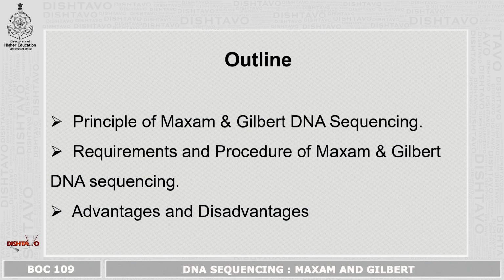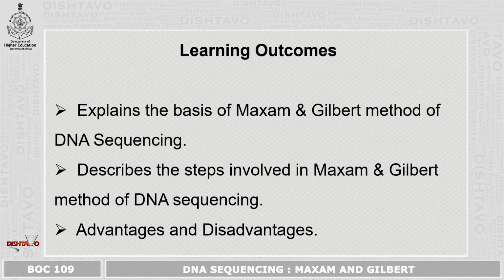The outline of the module, students, is the principle of Maxam and Gilbert's DNA sequencing, the requirements, the procedure, and the advantages and disadvantages. The learning outcomes: once the student completes this module, the student will be able to explain the basis of Maxam and Gilbert's method of DNA sequencing, describe the steps involved, and the advantages and disadvantages.